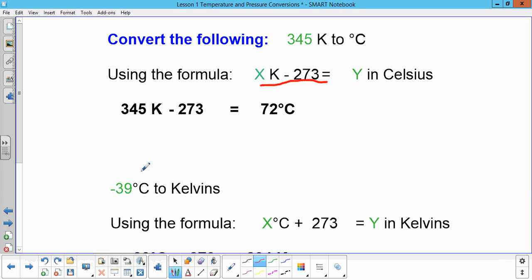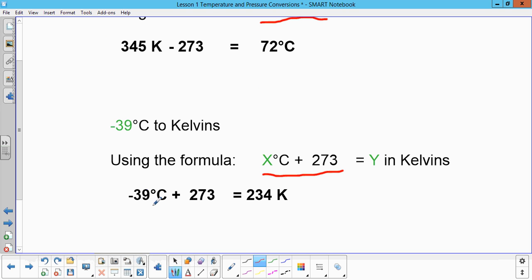Quite often, though, we have to do this in the opposite direction. We could be studying a gas that we've measured with our thermometer in the lab and we've cooled it down to minus 39 degrees Celsius. Well, to change that to kelvins, we have to add 273 degrees. Whatever our temperature is in Celsius plus 273 gives us our temperature in kelvins. Minus 39 Celsius plus 273 is 234 kelvins.